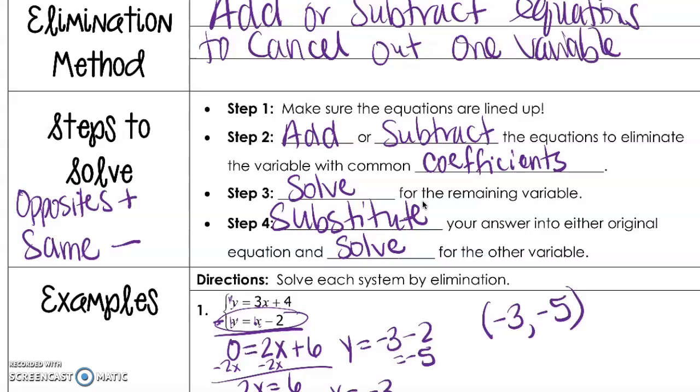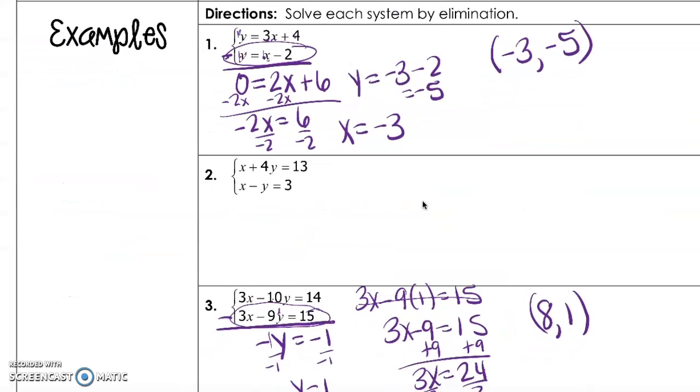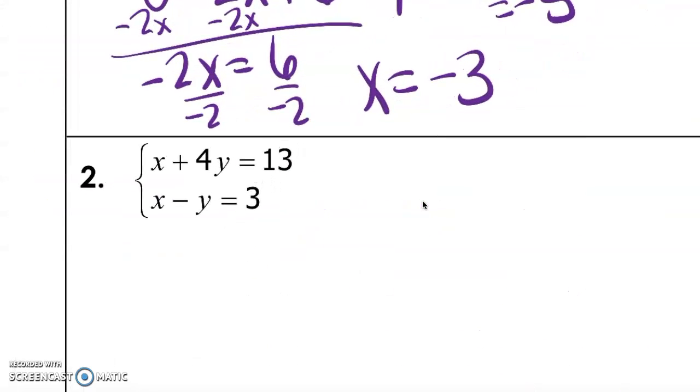If they're the exact same, we need to subtract in order to eliminate. If they're opposites, we need to add. We do need to also make sure our equations are lined up. Usually they will be, but every once in a while they are not. So starting with number 2, we have our variables that are lined up.